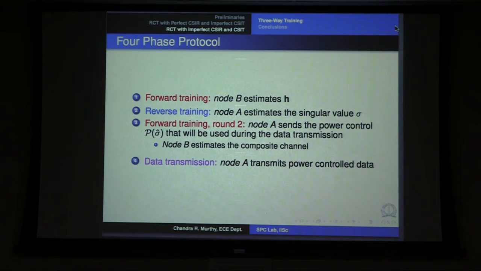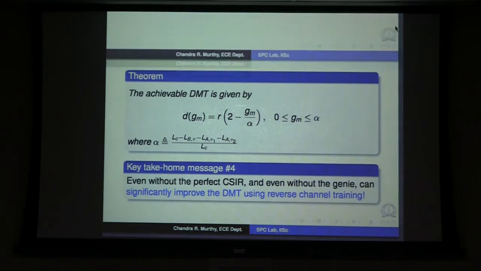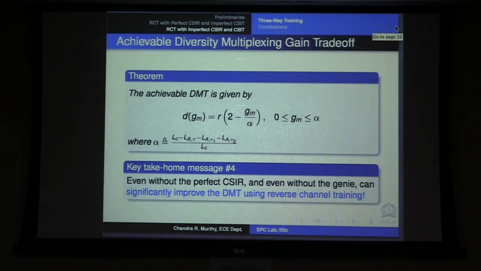Analyzing the DMT performance of this protocol involves very careful bookkeeping of the various sources of outage probability and accounting for exactly how they vary with the transmit power level. So it's a lot of math, but the end result is that the achievable diversity multiplexing gain trade-off has a form which is very similar to what I showed you earlier. This is the result for S equal to 1. For S equal to R, you have a similar result as well.